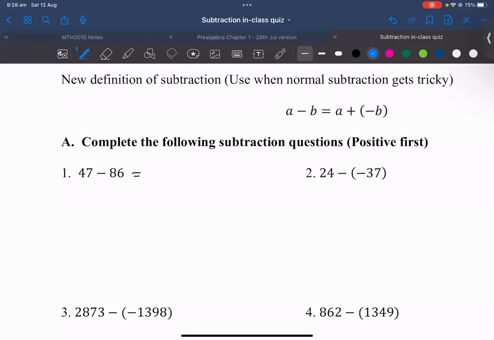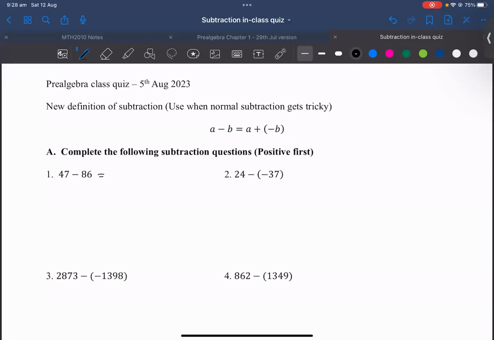All right. So 47 minus 86. The answer is negative 39. If anyone got a different answer, please let me know, then I can discuss it. Or if you want an explanation for this. Oh, yes, please. All right, sure.